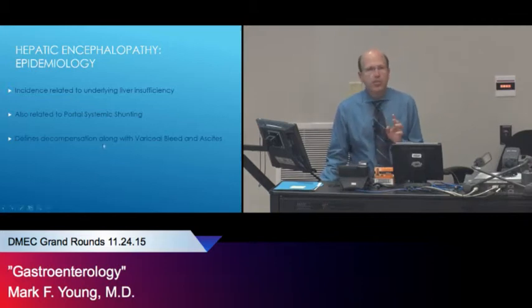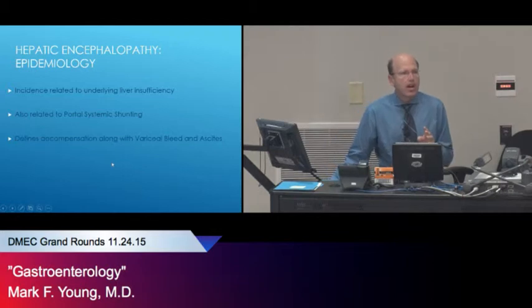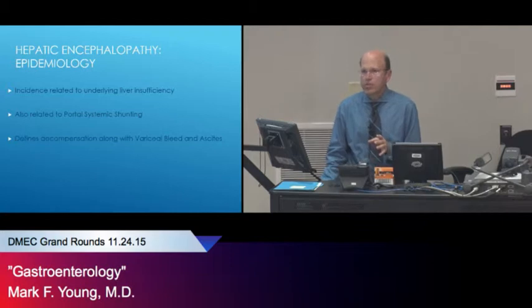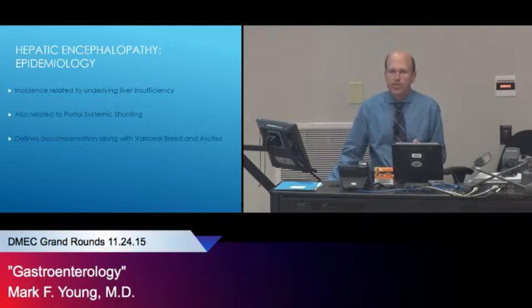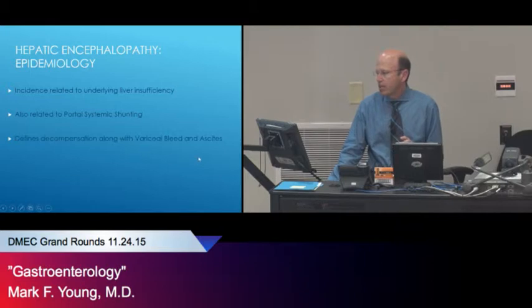If you have somebody with one of these three things that have developed, variceal bleeding, ascites, or hepatic encephalopathy, that defines decompensation in their liver disease. So if you see these consults that the fellows do, and they say they have decompensated liver disease, decompensation is defined by either a variceal bleed, ascites, or hepatic encephalopathy.